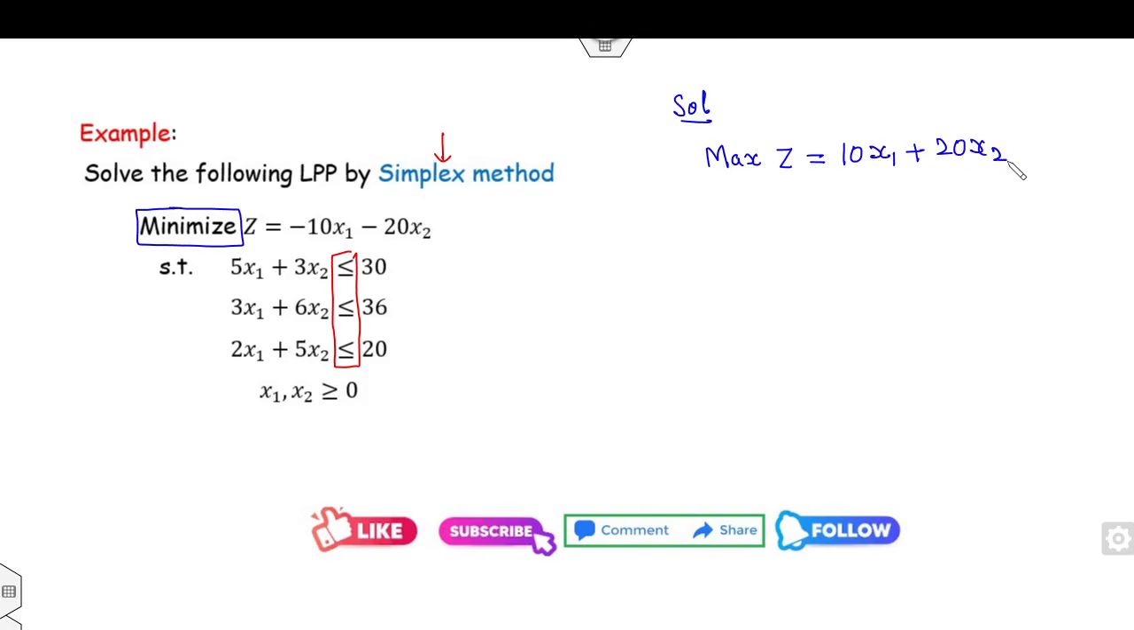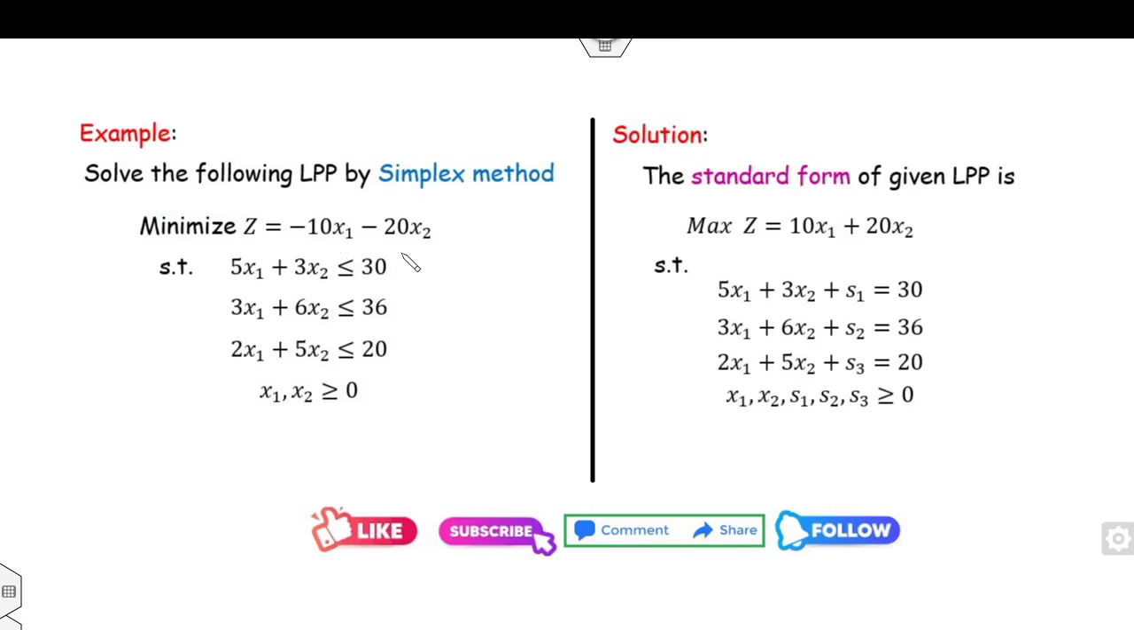Fine. And then we can write in the standard form. So I can add the slack variables s1, s2 and s3. Again, you can solve the same problem with the help of the graphical method as well, but I will try to explain this lecture using the simplex method. So how many variables do you have? x1, x2, s1, s2, s3.